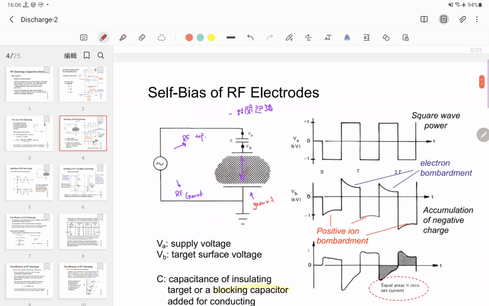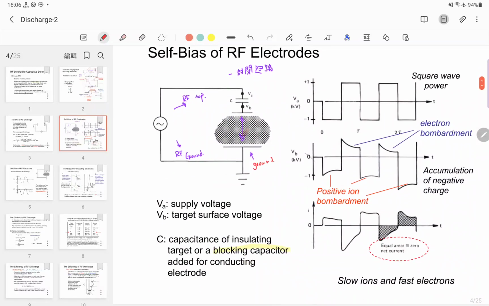In this figure, the surface is initially charged up to minus 1,000 volts, and then because of the positive ion bombardment, the potential of the surface of the top electrode decreases. For example, it might decrease to only minus 800 volts.